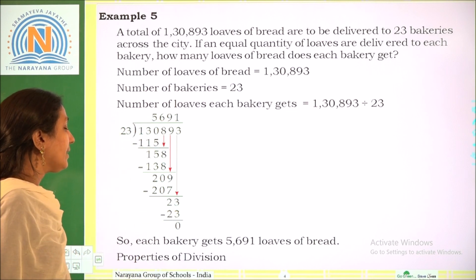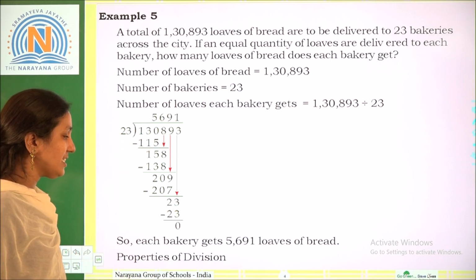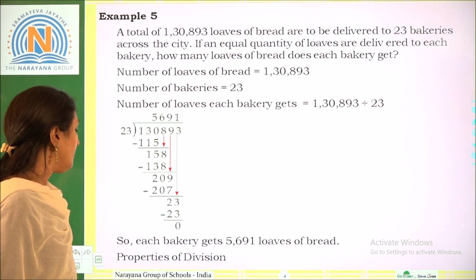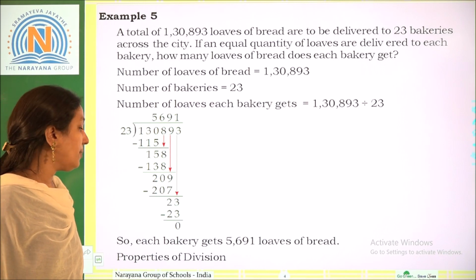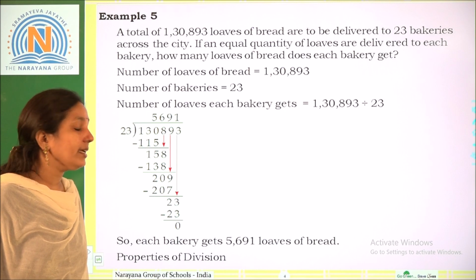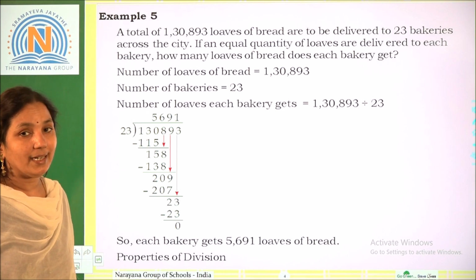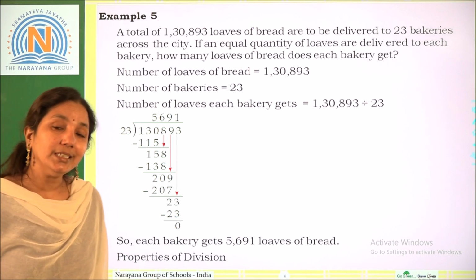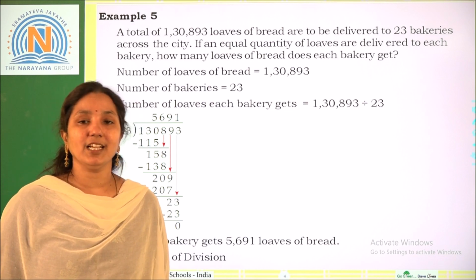So each bakery gets 5,691 loaves of bread. Okay children, how much will each one get? Each bakery gets 5,691. Now coming to learn about the properties of division.